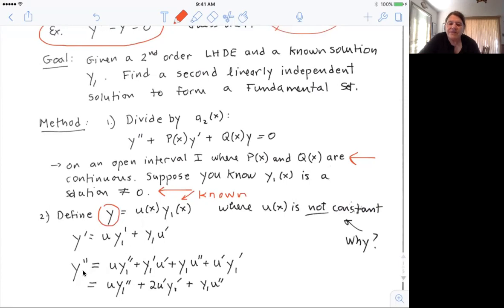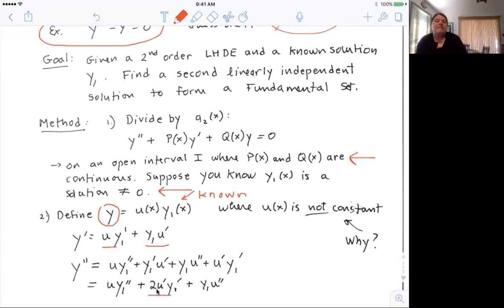When I take the second derivative, I'll need to use the product rule on both of those things. So I'll have u y1 double prime plus y1 prime u prime. Product rule on that second one, y1 prime times u double prime plus u prime times y1 prime. All right, I've got product rule here, product rule there. Like with the other one, I can combine a couple of them. The y1 prime u prime, there are 2 of them. So I added them together right here and I got that.